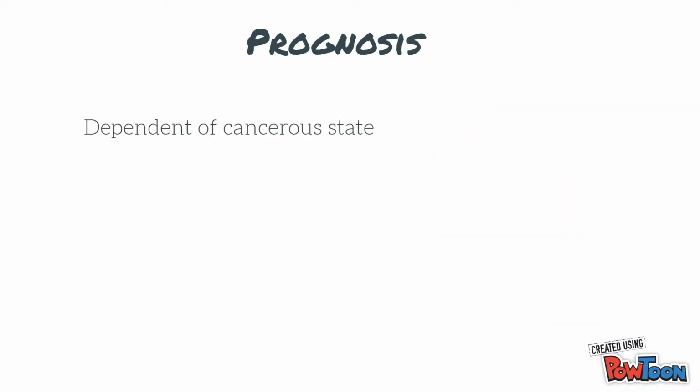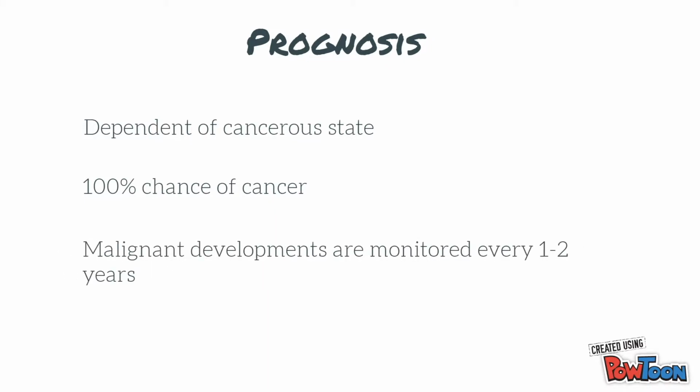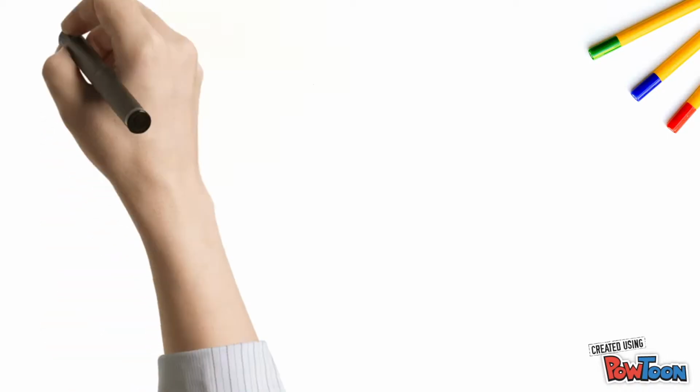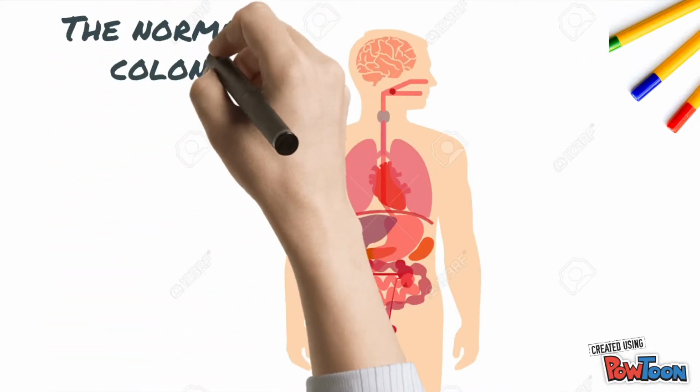The prognosis of FAP is dependent on the cancerous state of the polyps. The risk of developing cancer is 100%, which makes this a very dangerous disease. To observe the malignant development of the polyps, the patients have a colonoscopy every 1 to 2 years from the age of 10 years old. To understand more about the cause of FAP, a good understanding of the microscopic anatomy of the colon is necessary.